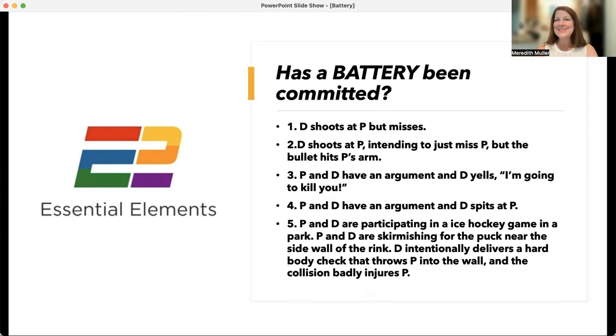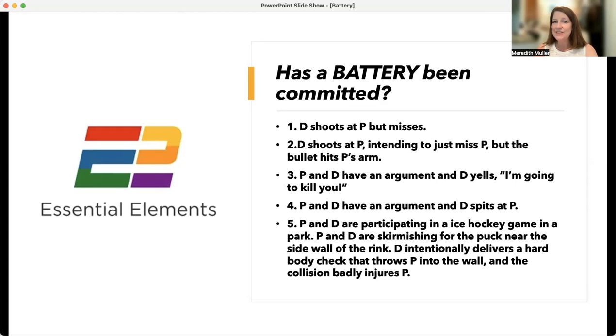All right, let's go through our elements. Number one, is there an intentional touching? Yes, there is a hard body check, okay, that was delivered intentionally. So we're given the fact that it's intentional, and we're given the fact that we've got a contact because it throws him against the wall, okay? So intentional contact, causing harm or offense.